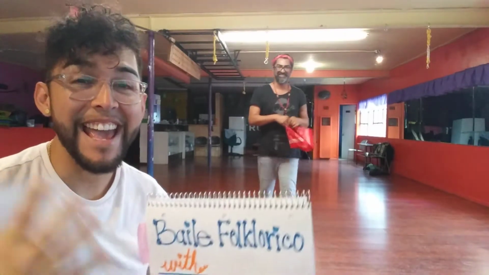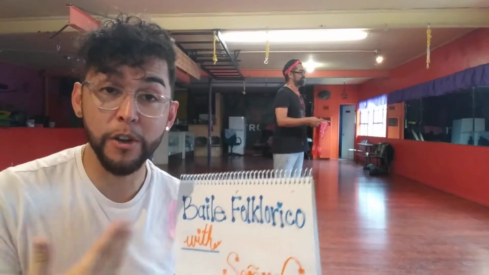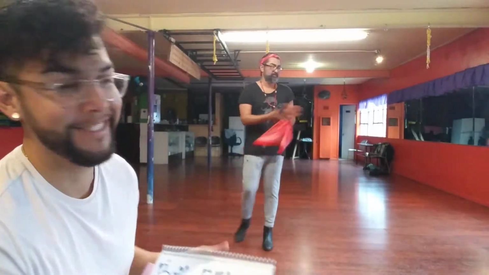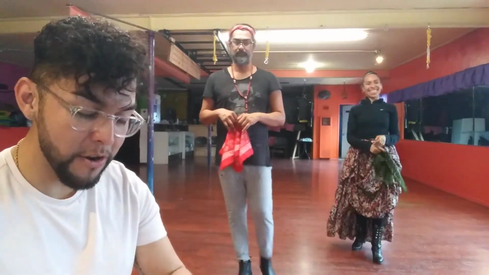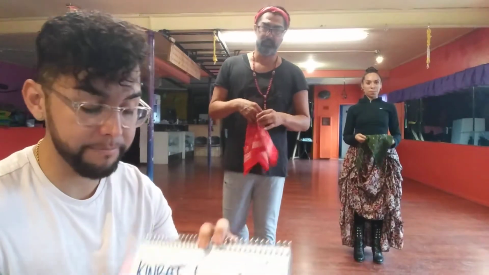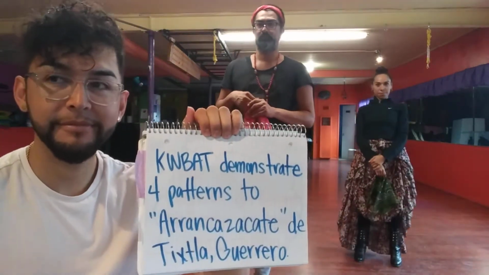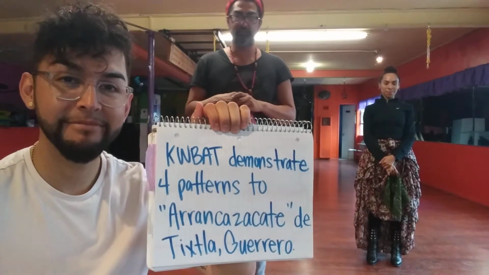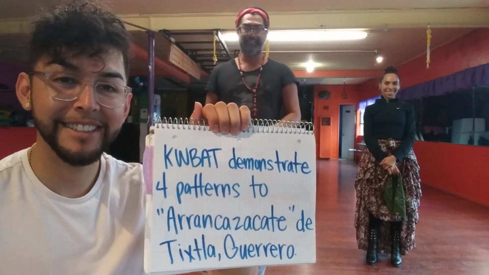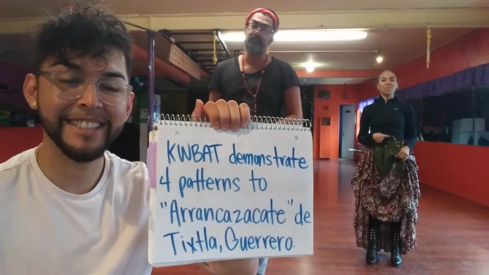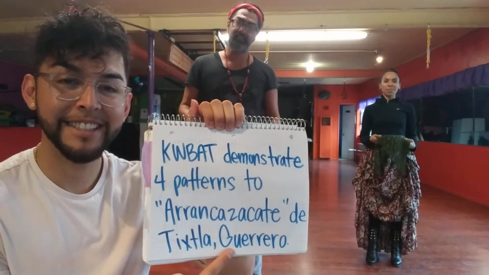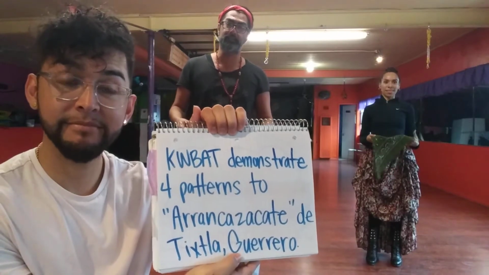Hello everybody. And I'm so excited to have another special guest who's going to be dancing with me as we learn from Senor G. Her name is Senorita Ro. Hello. There she is. And Senor G is going to tell us today what is our goal. So our goal is to learn 4 patterns of this incredible dance called Arranca Zacate. So say that with us, Arranca Zacate. Arranca Zacate. And this is a dance that is performed traditionally in Tixla, Guerrero, and that's in the country of Mexico.